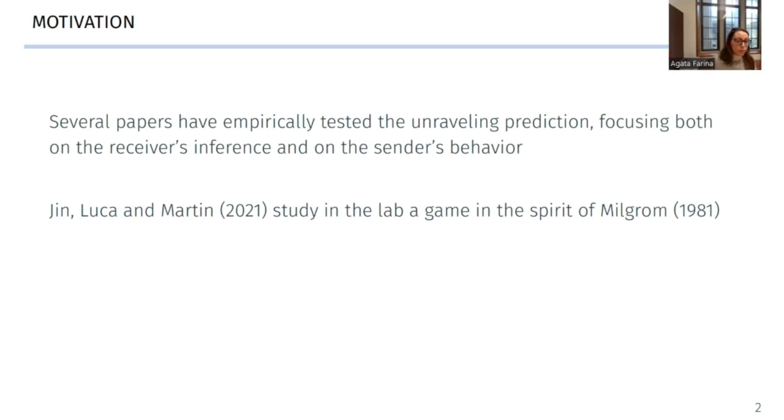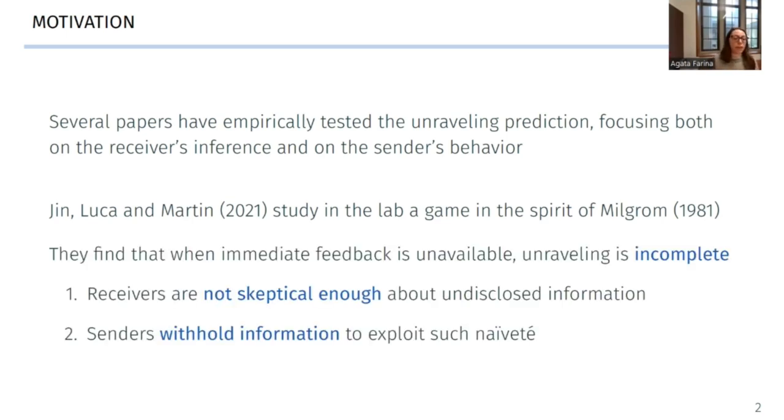There are several empirical papers that have tried to test this prediction, and they have focused both on the inference that the receiver makes, so on this process of pessimistic inference of the receiver, and on the behavior of the sender, so their disclosure incentives. In particular, Jean-Luc and Martin have a paper in which they study in the lab a game that is in the spirit of Milgrom 1981 to verify whether unraveling actually happens. They find that when immediate feedback about the strategy of the opponents is not provided, unraveling is incomplete.